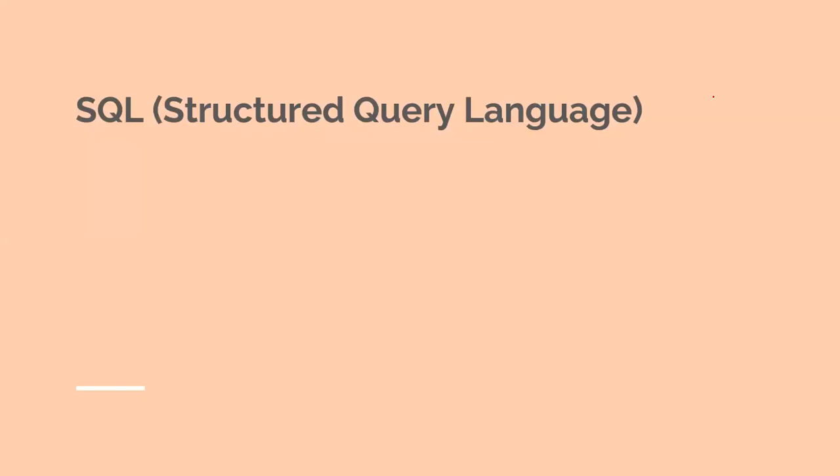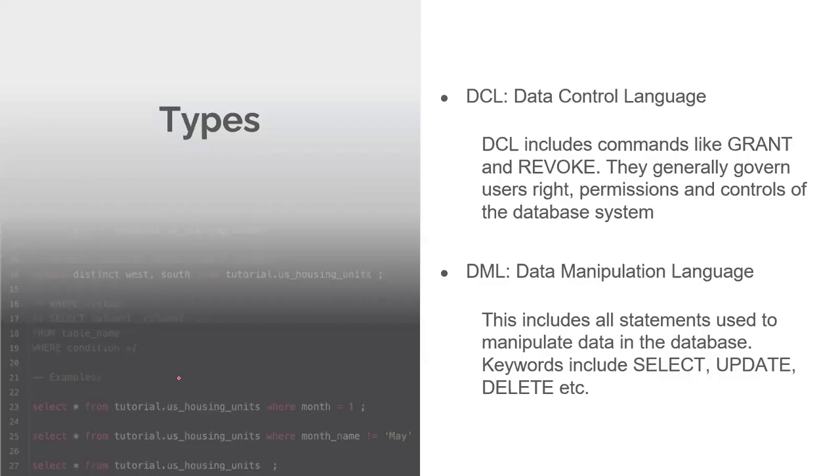So SQL, structured query language, is used to retrieve data from the database, from our DBMS database majorly. And we have types of structured query language. You have the DCL, which is data control language. DCL includes commands like grant and revoke. They generally govern user rights, the permissions and controls of the database.